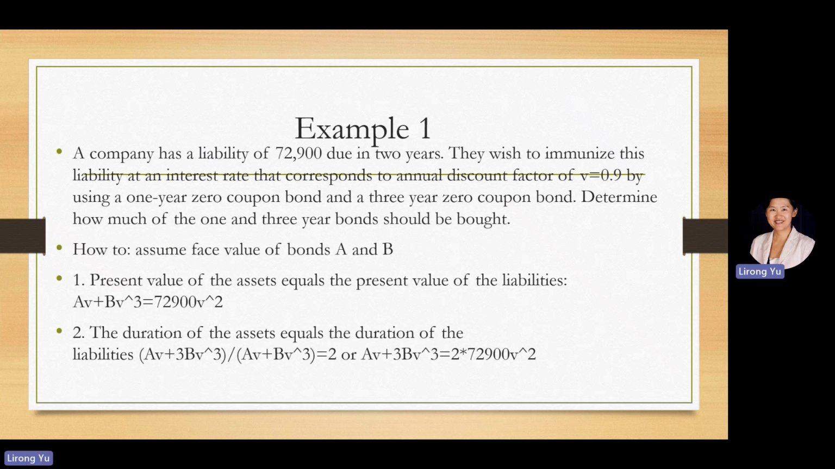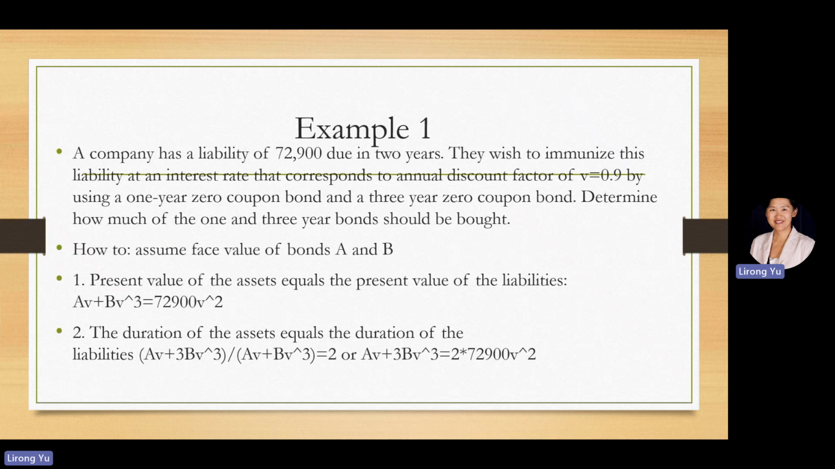So assume the face values of the bonds are A and B. On one part, the present value of the asset would equal A times v, as A is a 1-year bond, so it's discounted for 1 year, so Av. Now B is a 3-year bond, so it's discounted for 3 years, so Bv cubed. 72900 is the future value, discounted for 2 years. So the total present value of the cash flows A and B should equal the present value of the 72900. That is matching the present value.